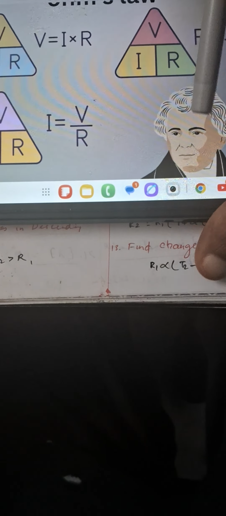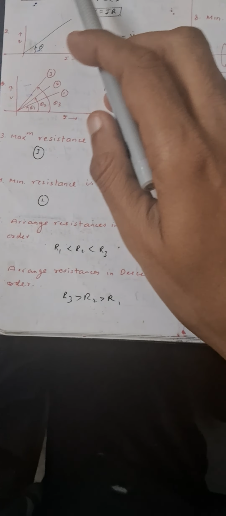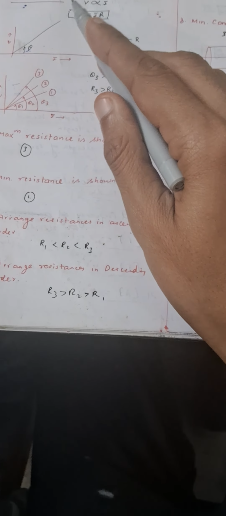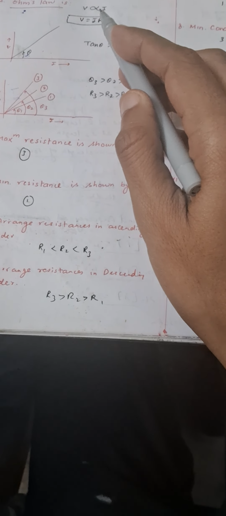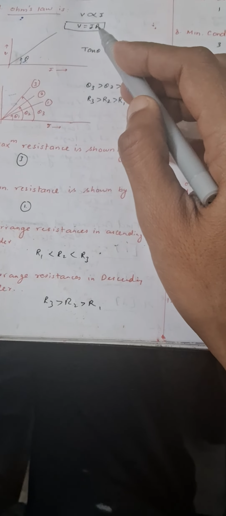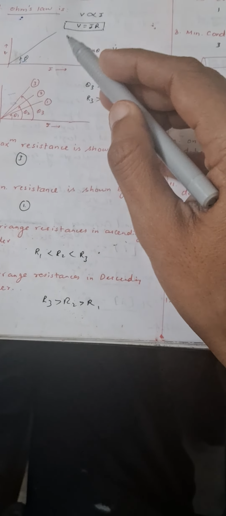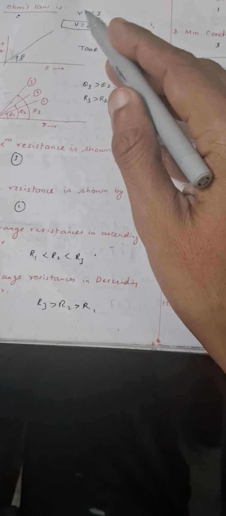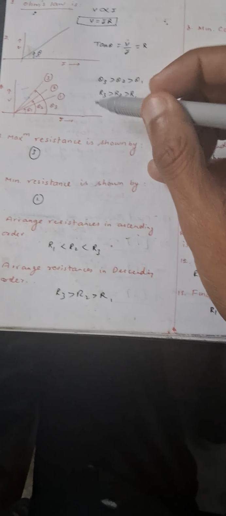So let's discuss the worksheet. So here is the worksheet. The first question is, what is Ohm's law? So Ohm's law is that current is proportional to the potential difference, or in a way we can say that V is proportional to I. So we can write it as V equals I into R, where V is the potential difference across an ohmic resistance, R is the resistance, and I is the current through that resistance.